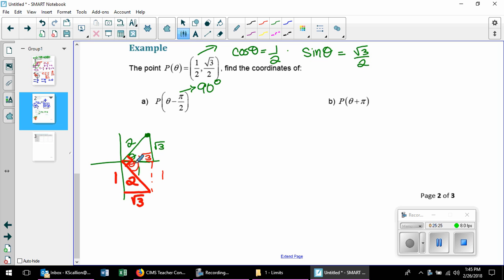Okay. So now we're in quadrant 4. So what do we do with our x and our y? We're going to switch. So it's going to be root 3 over 2 and negative 1/2 because I'm in quadrant 4. Right?